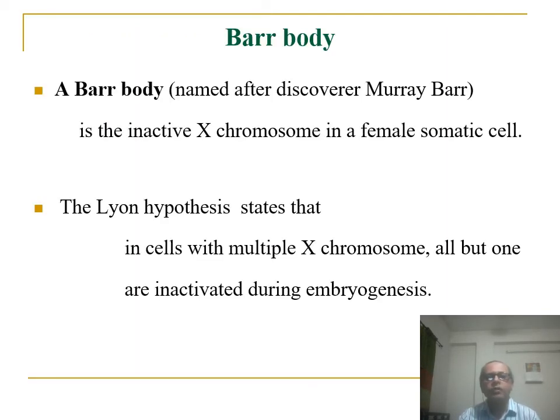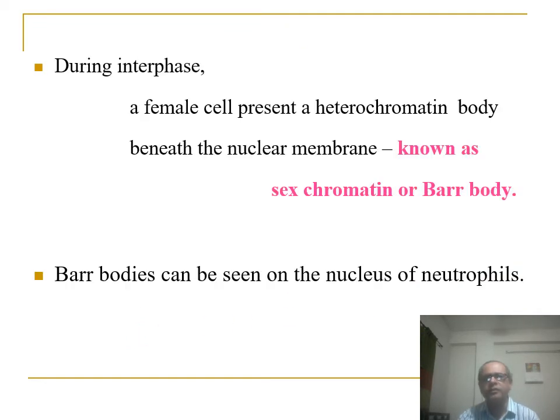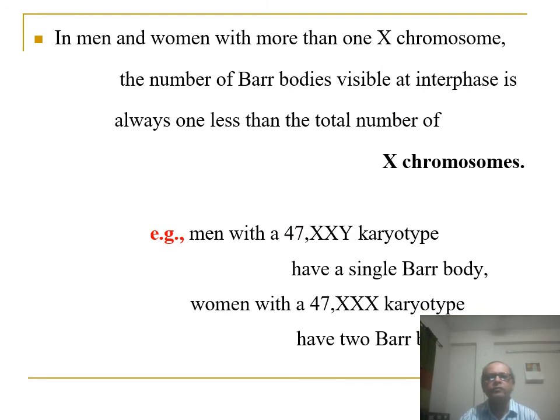Barr body. What is Barr body? This Barr body is named after its discoverer Murray Barr. It is the inactive X chromosome in female somatic cells. The Lyon hypothesis states that in cells with multiple X chromosomes, all but one are inactivated during embryogenesis. During interphase, a female cell presents a heterochromatin body beneath the nuclear membrane, which is known as sex chromatin or Barr body. Barr body can be seen in the nucleus of the neutrophil.